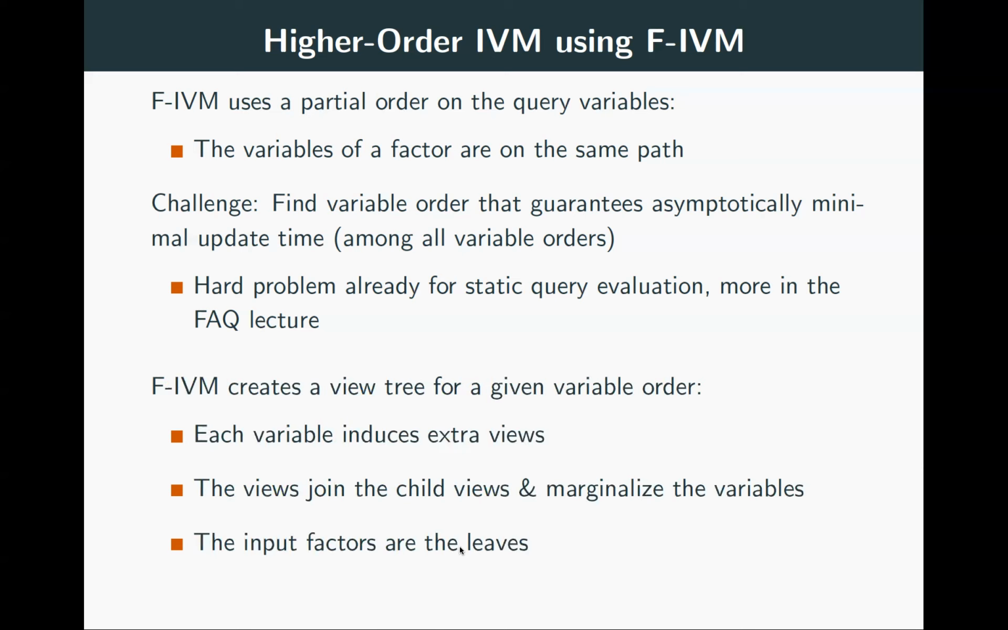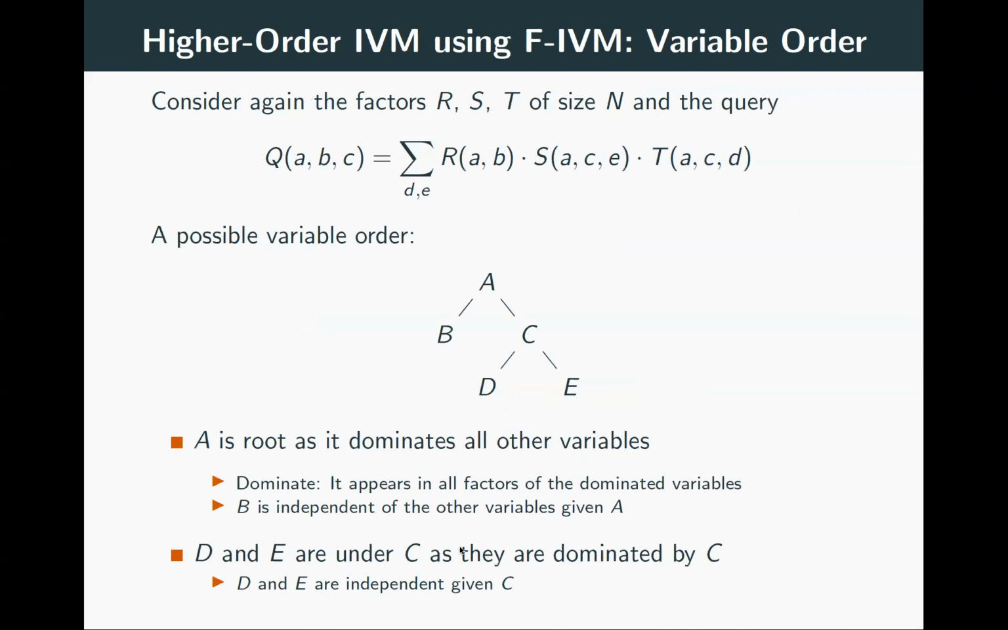So what do we do? We look at the variable order we have, and I will show you in a second an example. Each variable will induce some extra views in our view tree. These views will be there to join child views if there is a branching in the variable order, or they will marginalize out some variables, according to the order of the variables in the variable order. And we will put the input factors at the leaves. That's the way we build the view tree. So let's see an example.